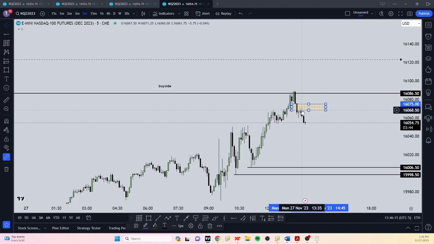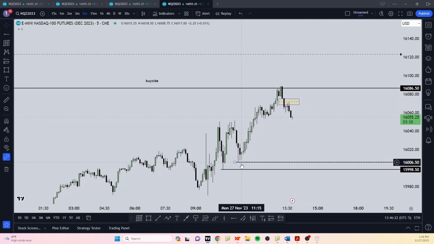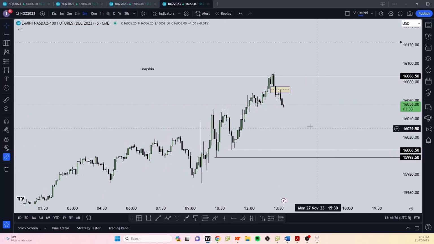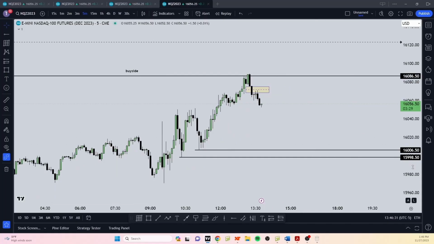I'm noting here we already had our fair value gap and then we closed below it, so we are not supposed to come back up to that level. And it's looking like a market maker sell model. So I'm trying to get into the next distribution of the market maker sell model.